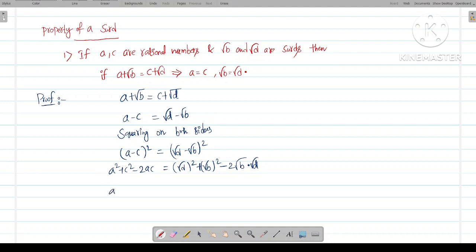And a square plus c square minus 2ac is equal to root d whole square, which is d, and root b whole square is b, because square and root get cancelled out. So d plus b minus 2 times root b into root d, which is root bd. So this left hand side term contains the rational part, and the right hand side term contains the rational part plus surd.